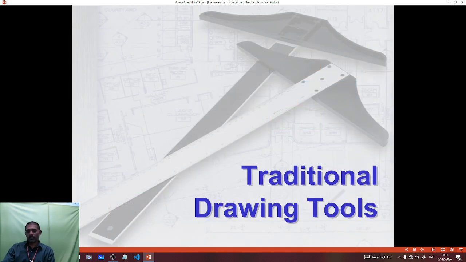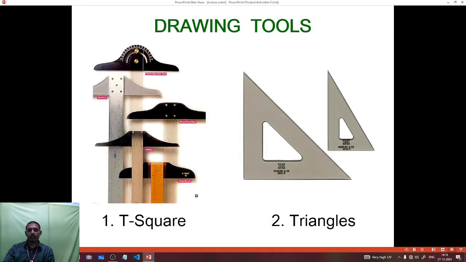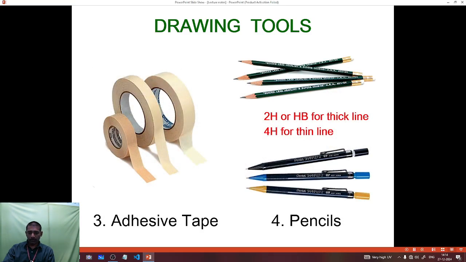So next, traditional drawing tools used to develop the drawing. So T-square and triangles and adhesive tapes and pencil. Here we are going to look into the various kinds of pencil. Generally the papers only use the HP pencil, but we use the 2H pencil, 3H pencil and 4H pencil. For the dimension line we are going to use the 2H pencil. For the extension line we are going to use the 3H pencil. The main diagram is developed with the help of the HP pencil.